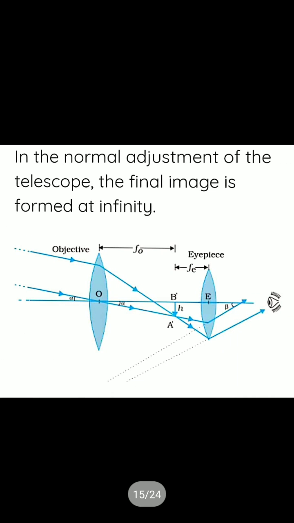You see this in the figure also. If we adjust it like normal adjustment of the telescope, the final image is formed at infinity. This is the diagram for the image formed at infinity.